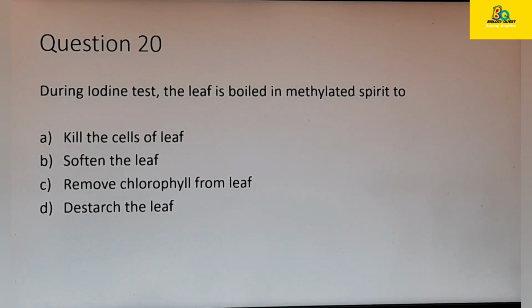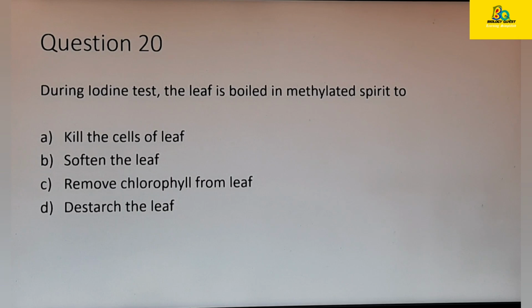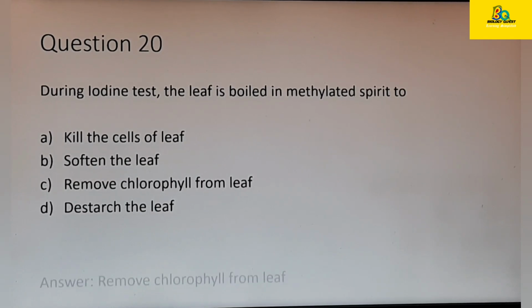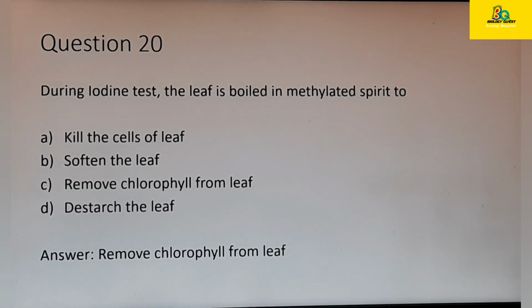And then the final step in iodine test is to pour a few drops of iodine. And so the parts of the leaves which have starch in them turn blue-black in color. Okay, so during iodine test, the leaf is boiled in methylated spirit. Why? To remove chlorophyll from leaf. Option C is the correct answer. Remove chlorophyll from leaf.